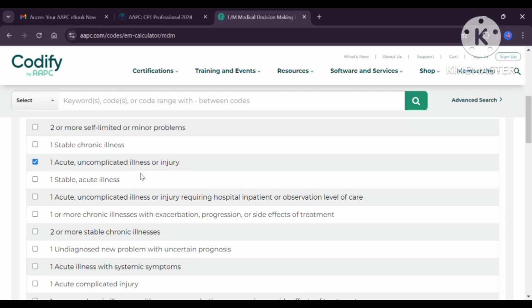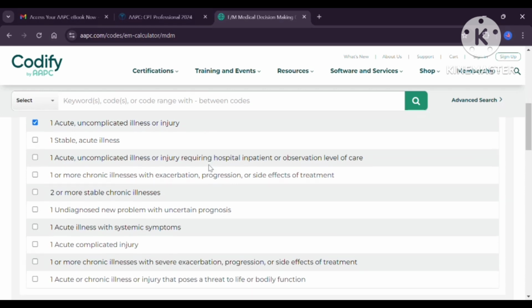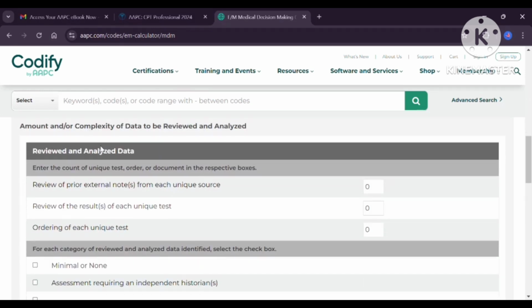There is some muscle sprain. So it is a minimal problem with uncomplicated illness or injury. So I'm just putting it under one acute uncomplicated illness or injury. And also the amount and complexity of data to be reviewed and analyzed. Based on this examination, I'm not finding anything abnormal here. So I'm not doing any testing and I'm not going through any prior notes also.